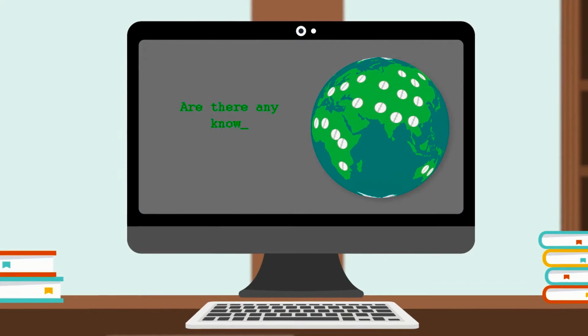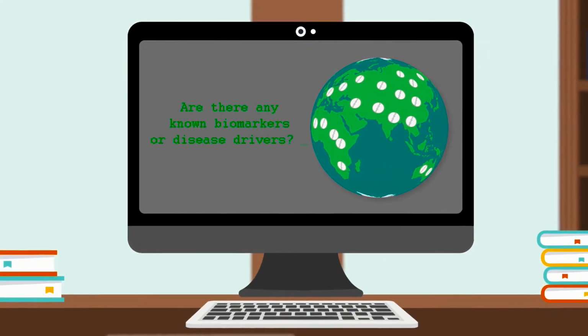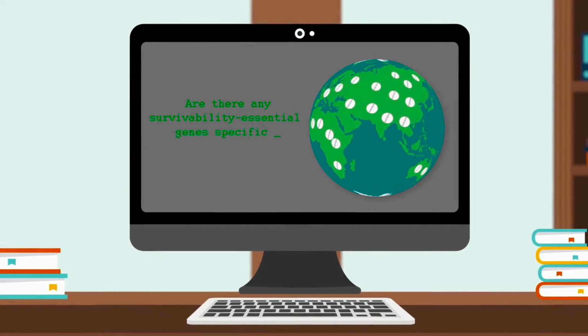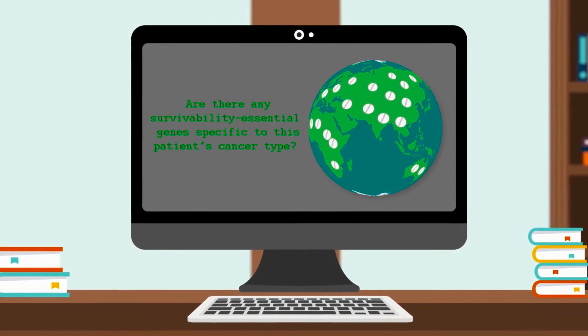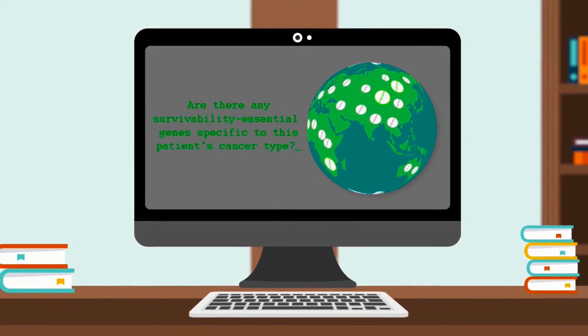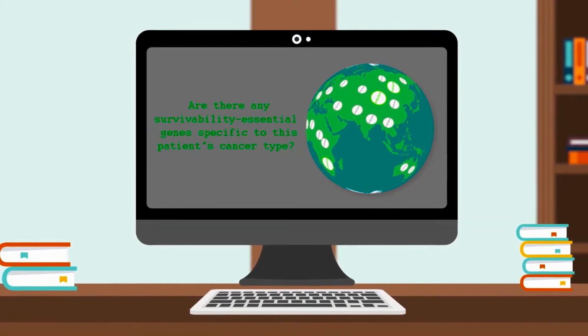Are there any known biomarkers or disease drivers? Are there any survivability essential genes specific to this patient's cancer type? If you switch these genes off, the cancer cells will die, but the healthy cells won't be affected.